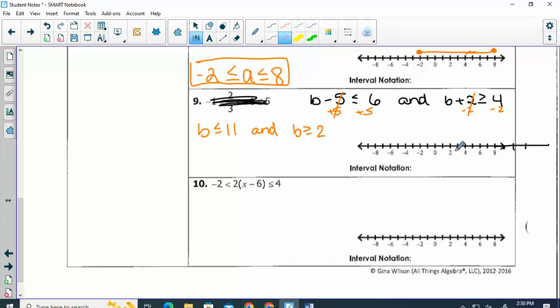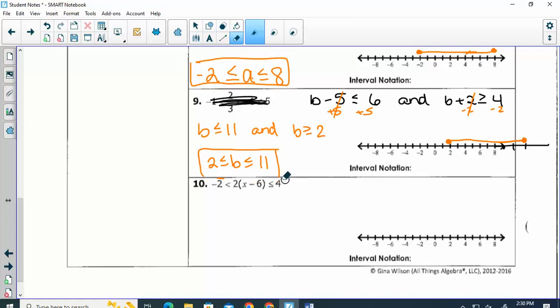So would that be an open or closed circle? Going which way? To the left. Less than is left. Okay, b is greater than or equal to 2. So that would be a closed circle at 2 going to the right. Okay, so and should be in between two numbers. How will I write my final answer? 2 is less than or equal to b, less than or equal to 11. Well, what you were saying, Chloe, 11 is greater than or equal to b, greater than or equal to 2. It's the same thing, it's just flipped around.